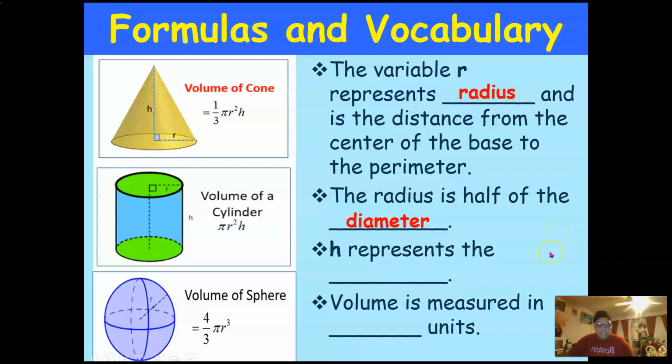A lot of questions that you'll probably see might give you the diameter, and then you have to figure out the radius. So please make sure that you're paying attention to the reading of some of the questions. h represents the height, how tall something is, and the volume is measured in cubic units. Why? Because you're multiplying three numbers, sometimes four things at a time. So it's cubic units. Okay? So let's put these formulas into application.